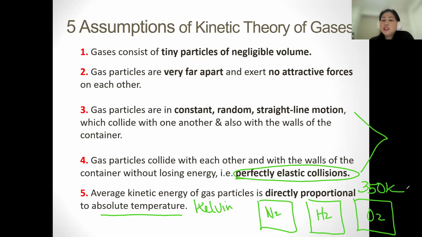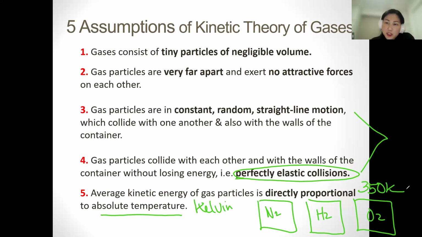Will the average kinetic energy of these gases be the same? Yes, they will be the same. Despite the fact that the identity of the gases is different and the mass of the gases is different, the average kinetic energy of the gas particles is only proportional to the temperature in Kelvin. Since the temperature is 350 for nitrogen, for hydrogen, for oxygen, the average kinetic energy of all these gases is the same. It will only change when the temperature changes.